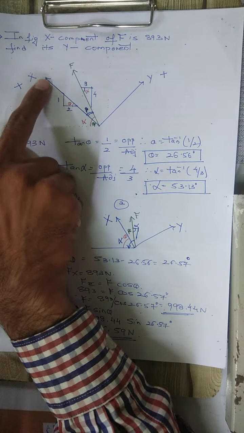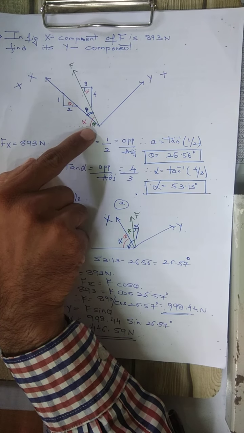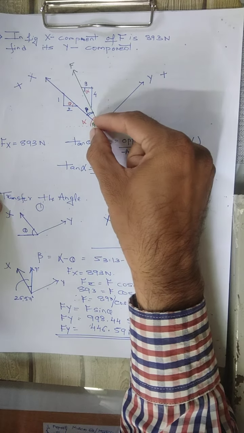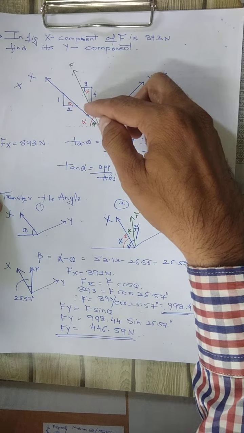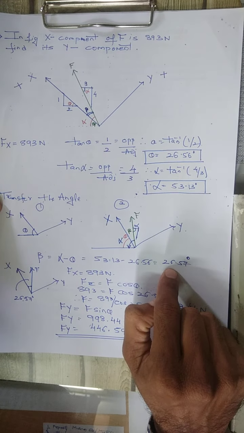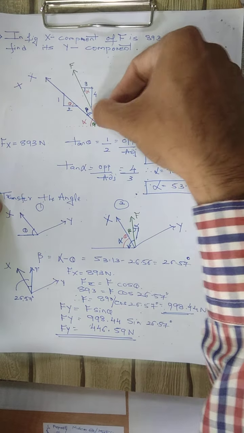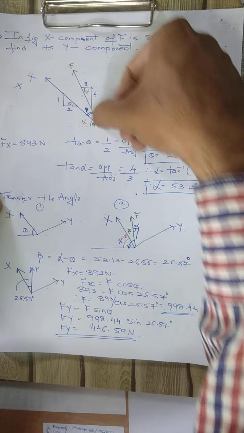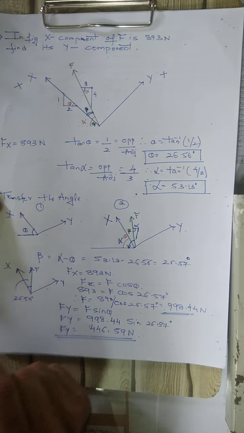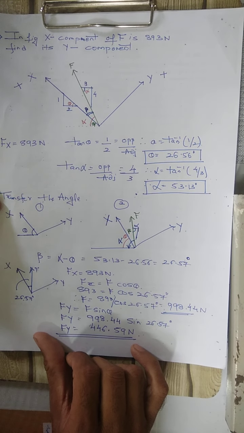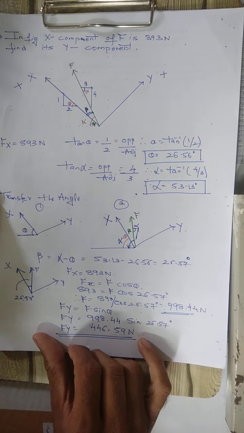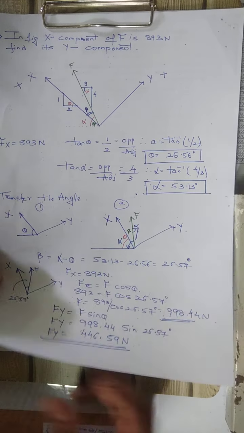Theta is again this x with the horizontal. So this total was alpha, this was theta, so alpha minus theta is this angle, 26.57. So this beta we have calculated as 26.57, and this is the x component of this force, and this is the y component. In this way we have calculated all the respective angles, and we have calculated the y component of this force. So here we have completed this problem.